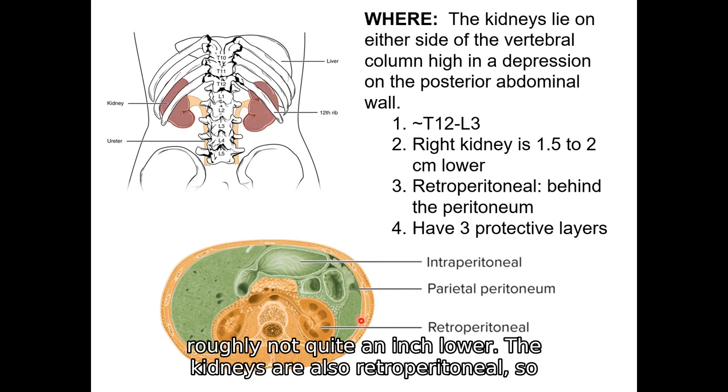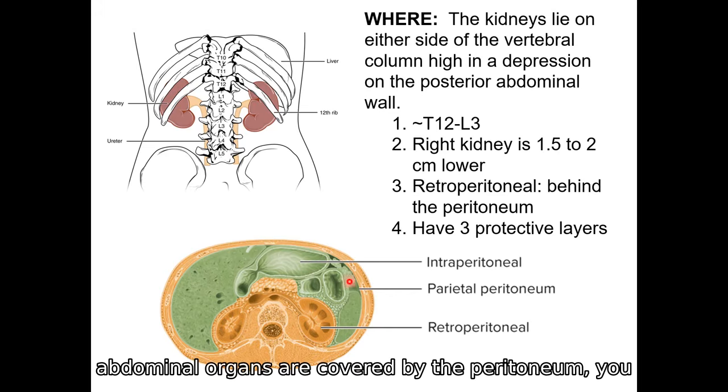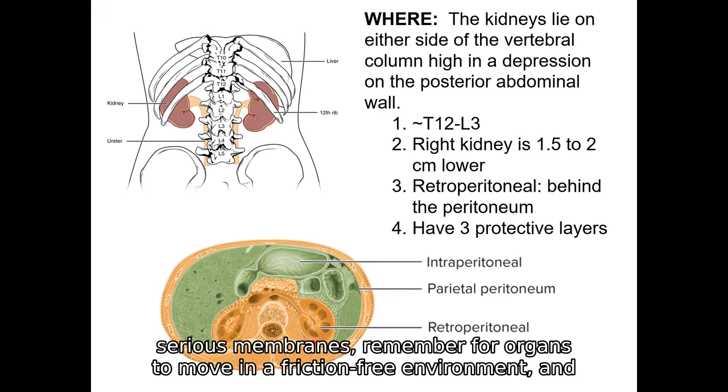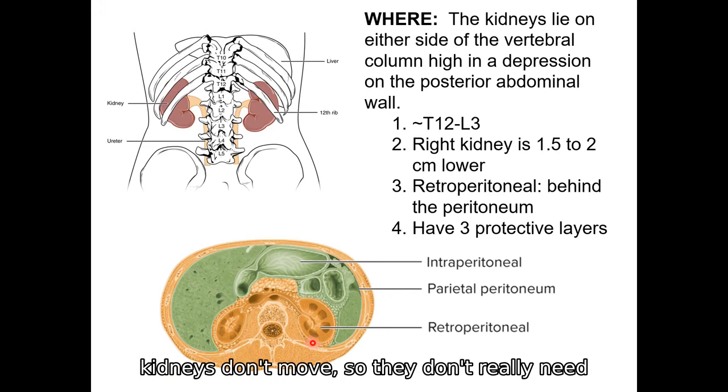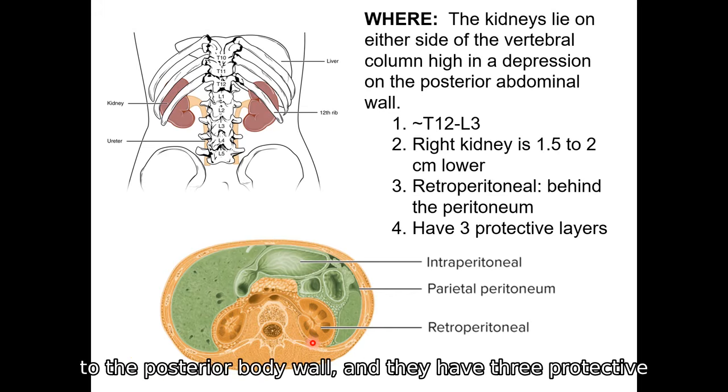The kidneys are also retroperitoneal. Looking at this picture, this is the spine, so this is the front. The abdominal organs are covered by the peritoneum. You remember learning about your serous membranes. So the kidneys are behind that. Serous membranes, remember, are for organs to move in a friction-free environment, and kidneys don't move. So they don't really need to be in one, so they are attached to the posterior body wall.